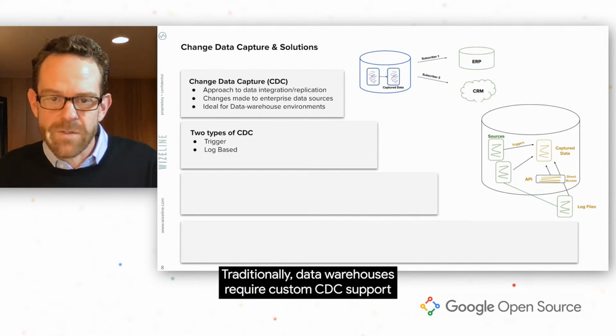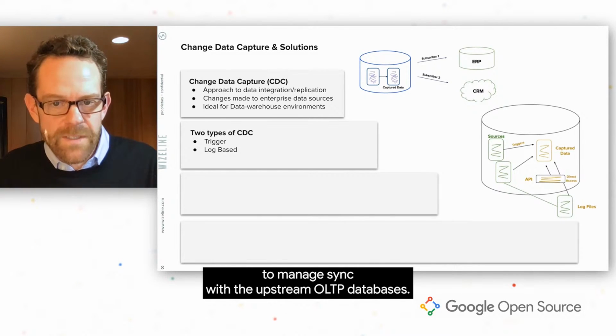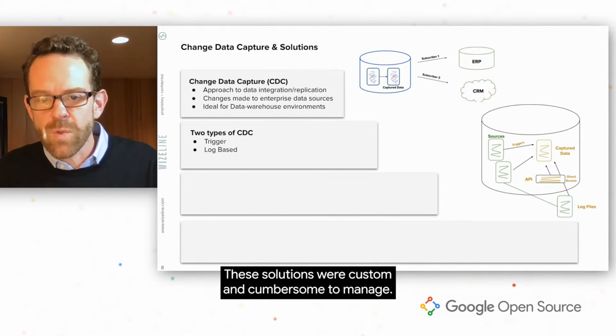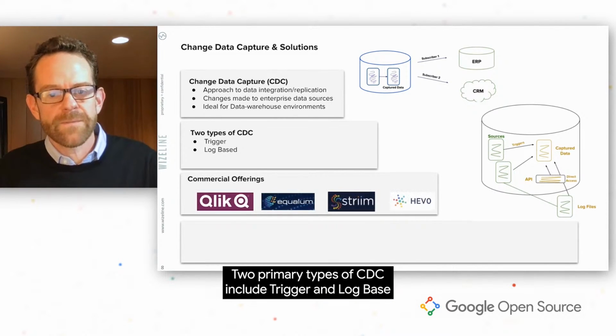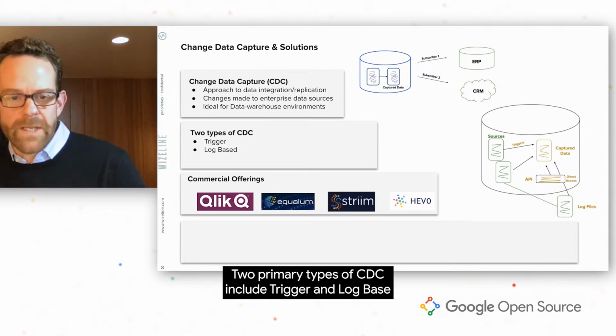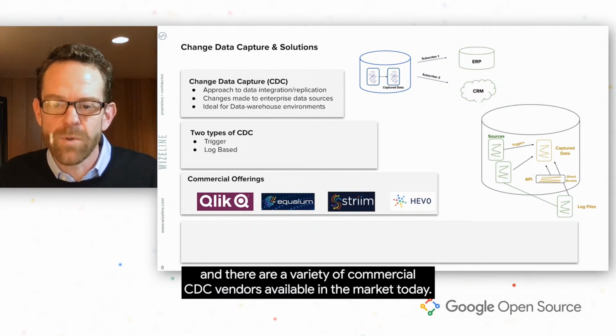Traditionally, data warehouses required custom CDC support to manage sync with the upstream OLTP databases. These solutions were custom and cumbersome to manage. Two primary types of CDC include trigger and log-based. And there are a variety of commercial CDC vendors available in the market today.